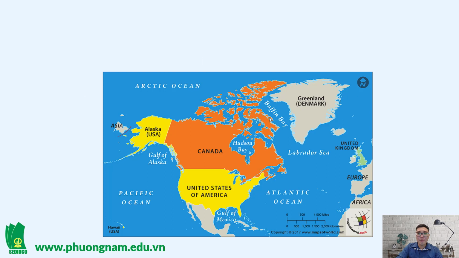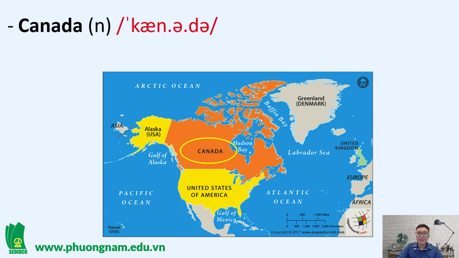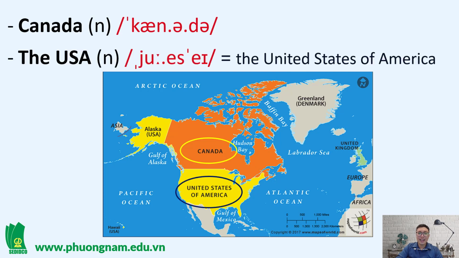And this is the map of America. We have Canada. Canada. Again, repeat after me. Canada. Yes. And we have the USA. Repeat after me. USA. The United States of America. Yes, very good.